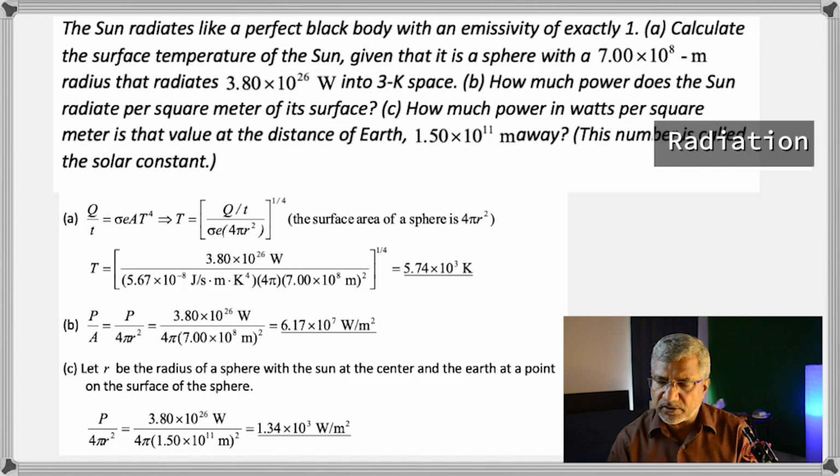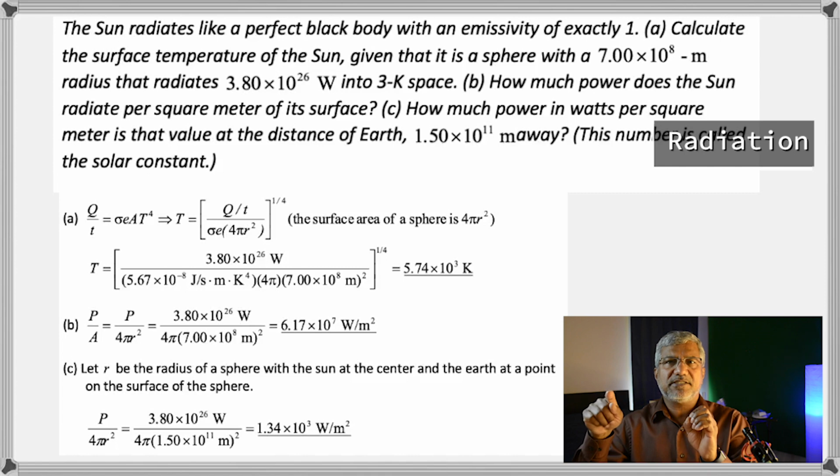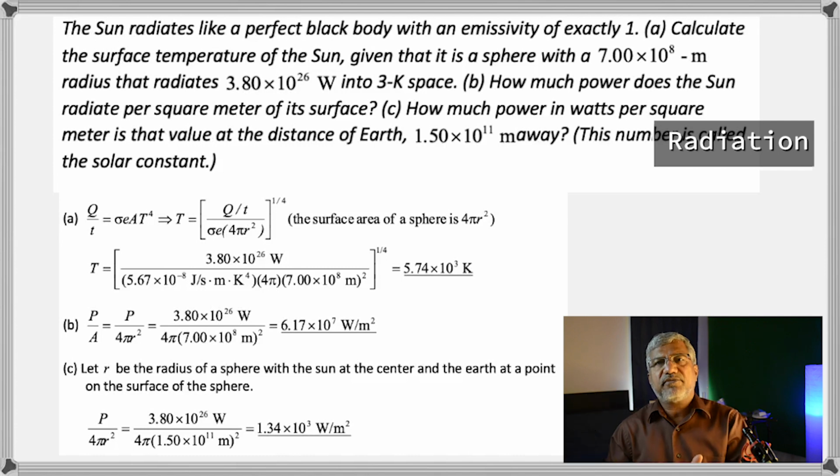And then the third part says, how much power in watts per square meter is that value at the distance of Earth, which is 1.50 times 10 to the 11 meters away. This is the solar constant. So how much does the Earth get? So now what we need to do is imagine. That's the sun, that's the Earth. Now imagine that there is a sphere which has a radius equal to the distance between the sun and the Earth, surrounding the sun. So we can find the surface area of that sphere and then just divide with that number.